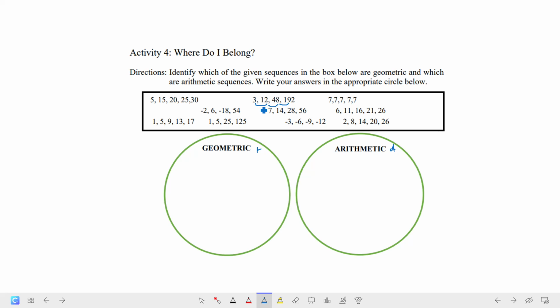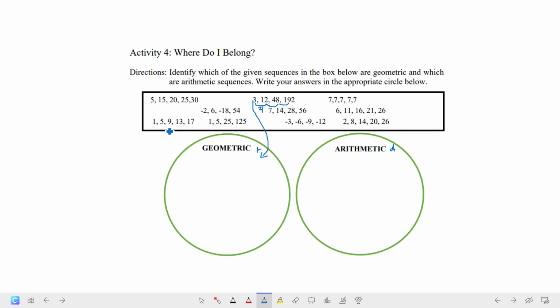So in this example, if we divide 12 by 3, we will generate a ratio of 4. And the same, 48 divided by 12, 4. 192 divided by 48 is 4. Therefore, this given example of sequence is under geometric. Okay? So, another example.